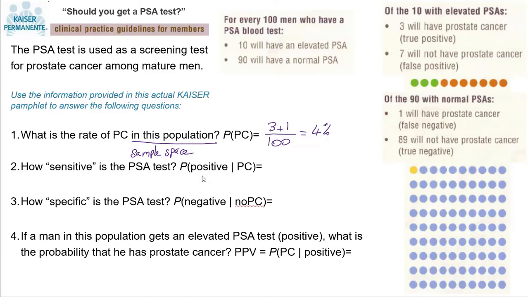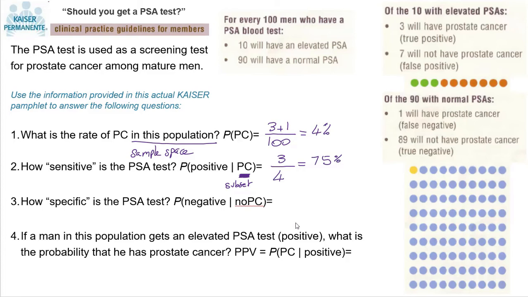What is the sensitivity of the PSA test? That is, what is the probability that the test will come back positive, as it should, when the man has prostate cancer? So this is a conditional probability, which means that the denominator is not the entire sample space, but just a subset of men who have prostate cancer. And as we just identified, in this simplified sample space, we have 4 men with prostate cancer. So out of those 4 men, how many will get a positive test result? Those are the 3 green dots. So the sensitivity of the PSA test here can be computed as 3 out of 4, 75%.